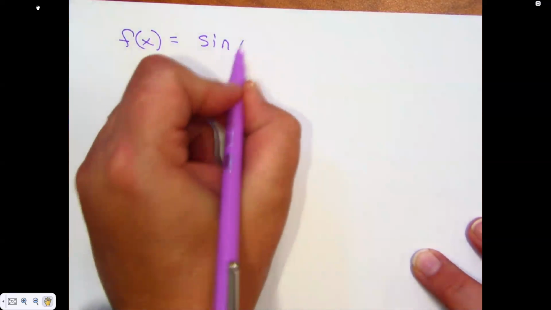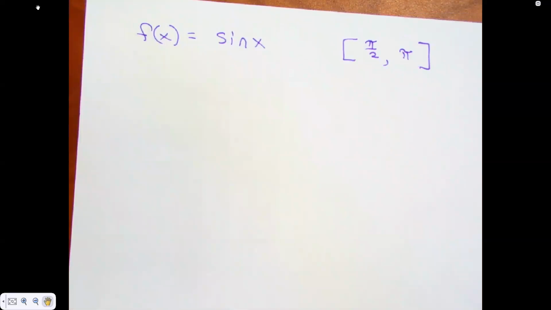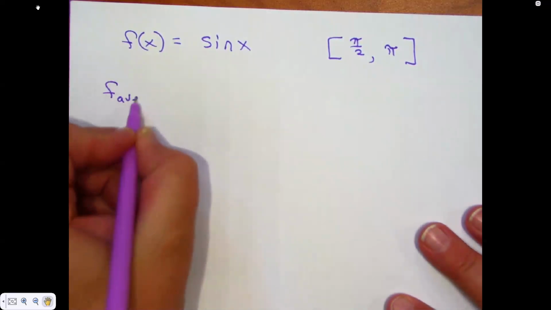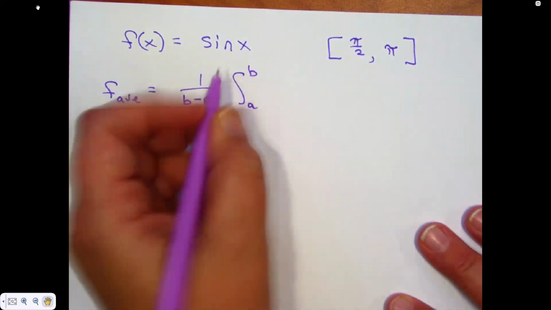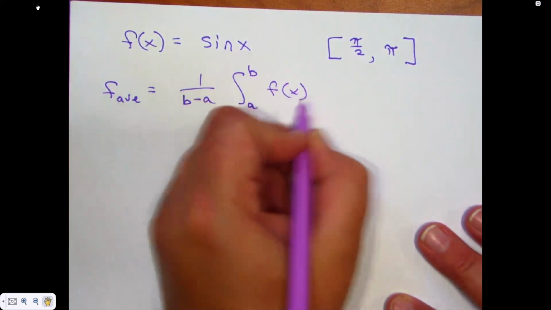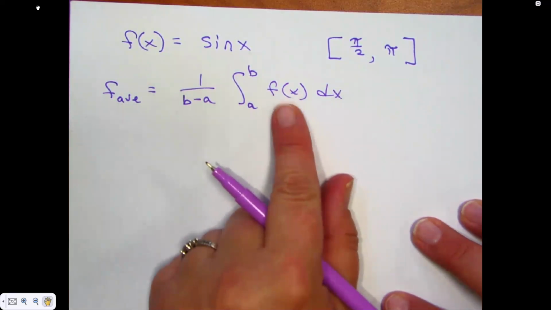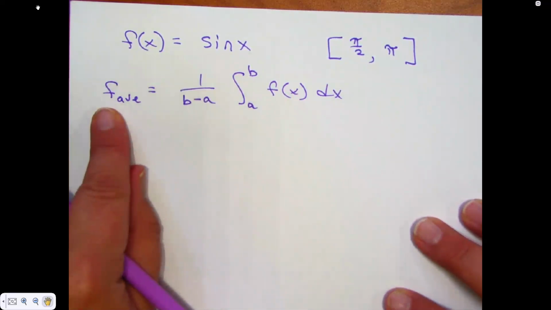All right, so our function is, we'll keep it basic for trig. We're going to do sine of x, and then we're going from pi over 2 to pi. Same direction, we want the average of the function or the average height. So the formula is 1 over b minus a times the integral of f of x dx. This is our area. Technically, this is divided by the width. That gives us the height.